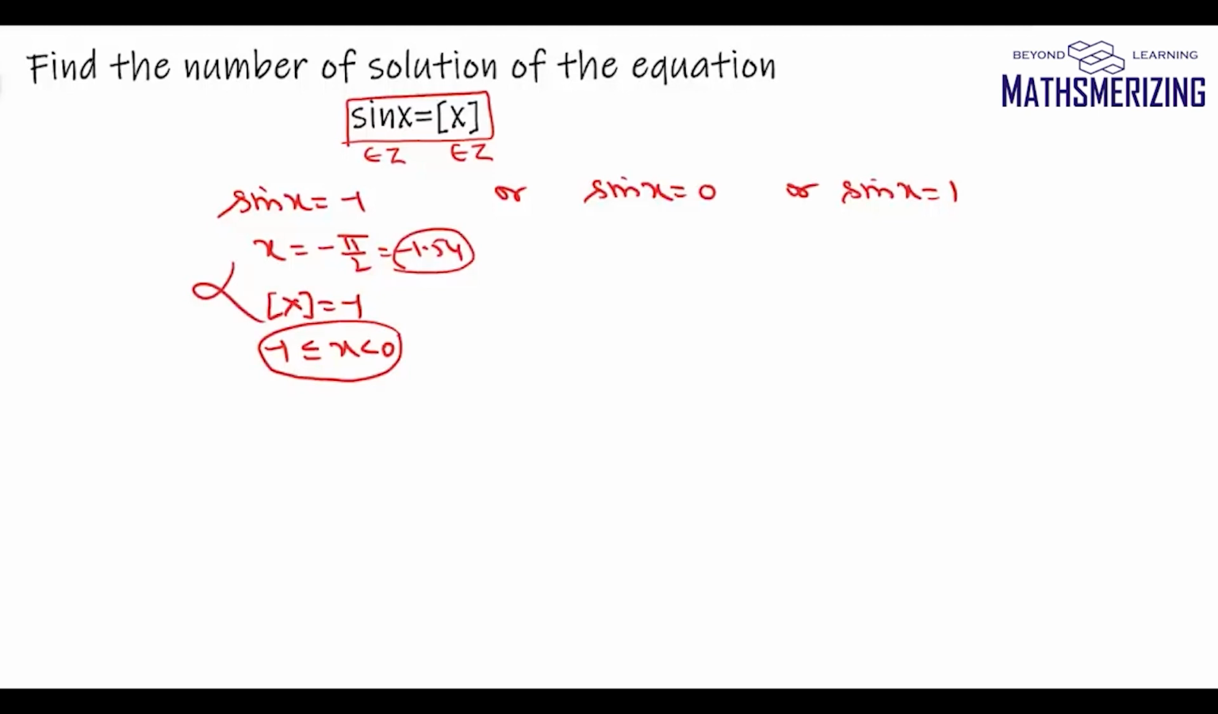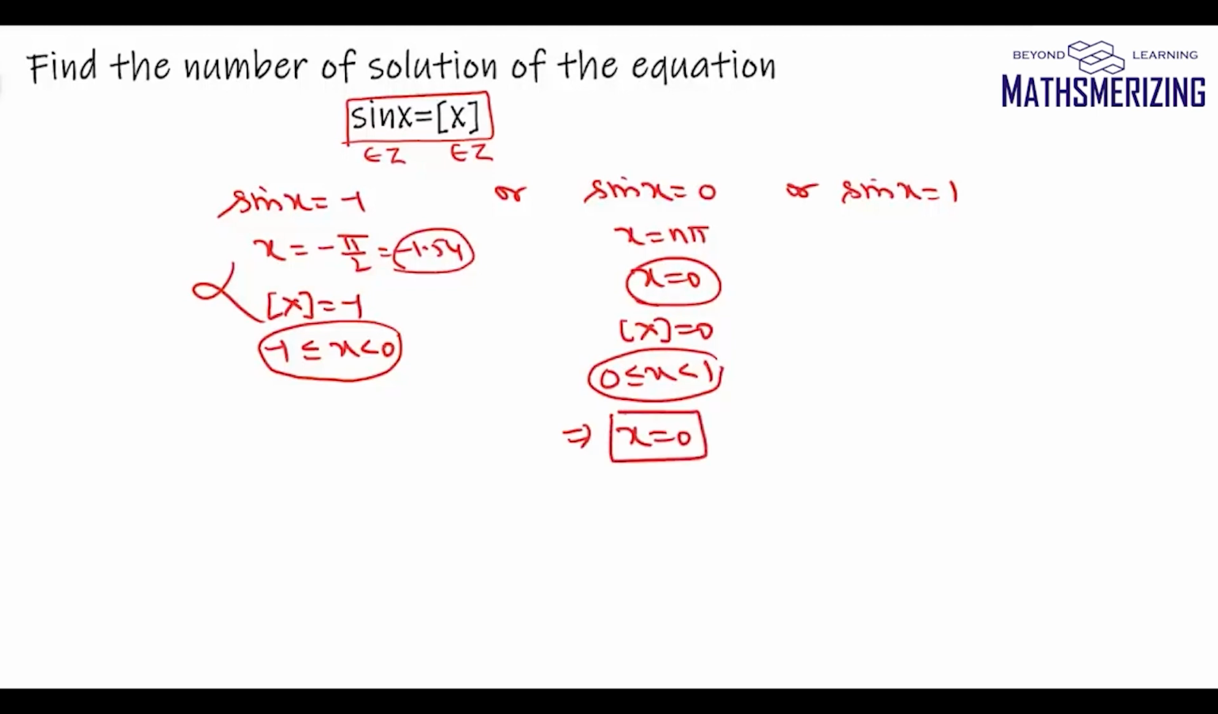Now for the second case, when sin x is 0, then x is simply n pi, and one of the values will be x equals 0. Now if I take the greatest integer function of x also as 0, then the value of x should lie between 0 and 1. So here we have a simultaneous solution at x equal to 0. So from here, one of the values that I'll get is x equal to 0.